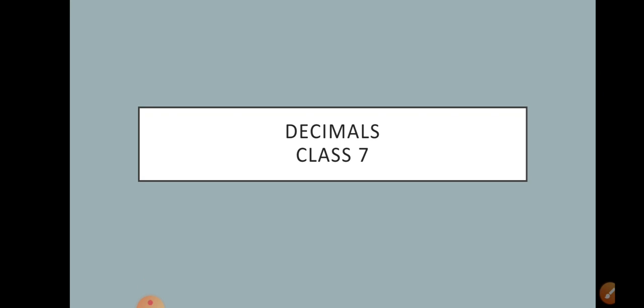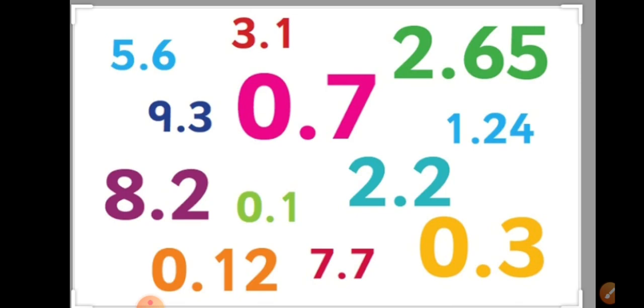Decimal is a part of your chapter 2, fractions and decimals. You have studied decimals in class 6 also. So here we will have a quick review on decimals. Now here you can see that 5.6, 3.1, 2.65, 0.7, 1.24, these numbers are called decimal numbers.